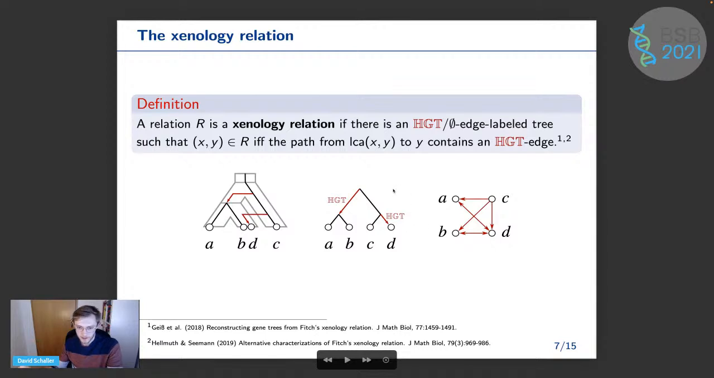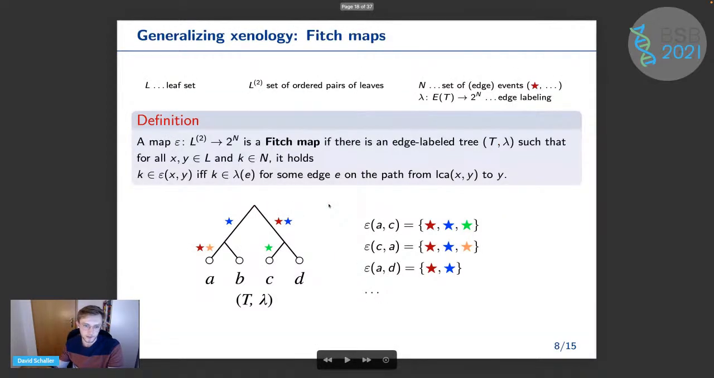If you look at this, you might again say this is not really general enough, because you also want to model other types of events that are associated with edges in the gene tree. So let's also generalize Xenology a bit, which leads to so-called Fitch maps. And these are also defined in terms of edge-labeled gene trees.